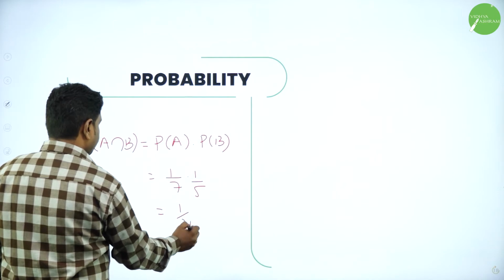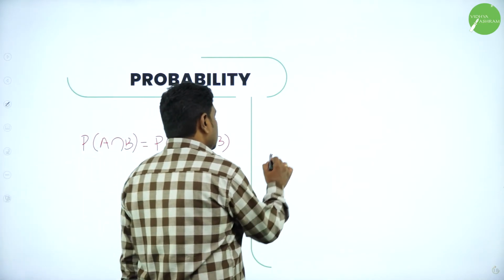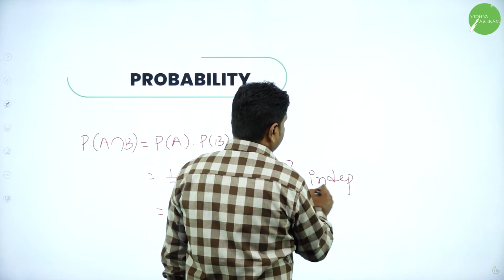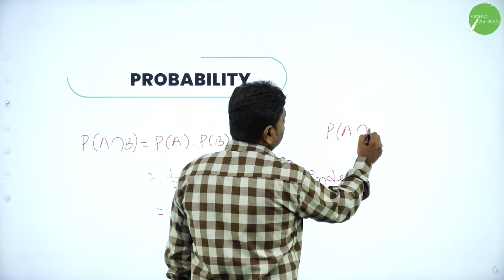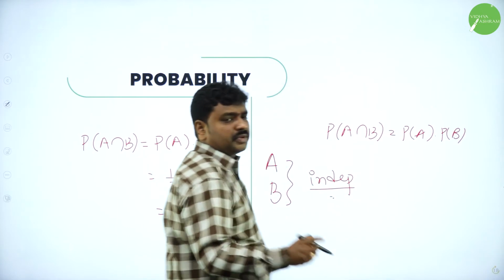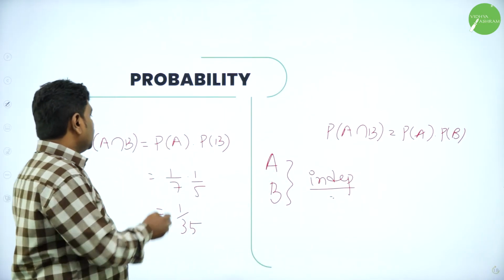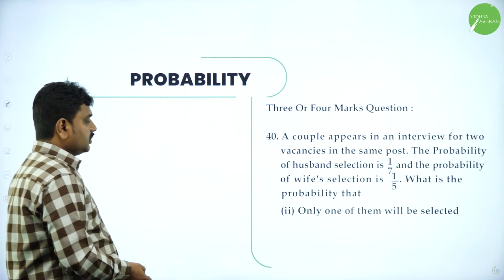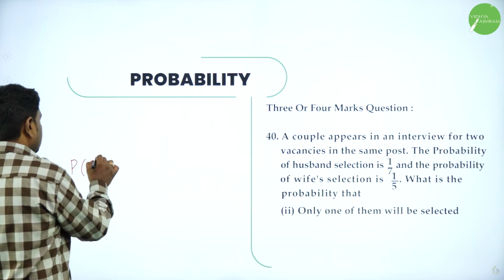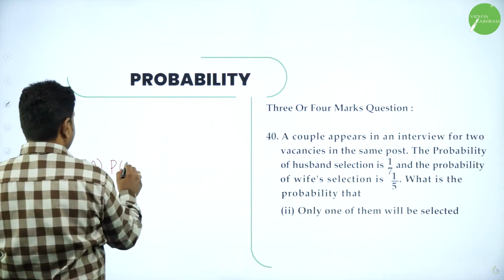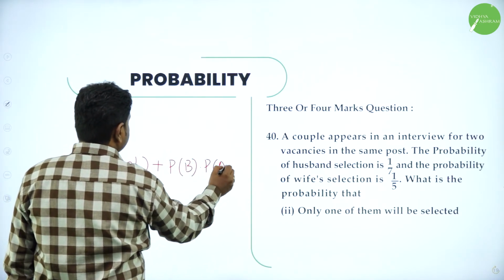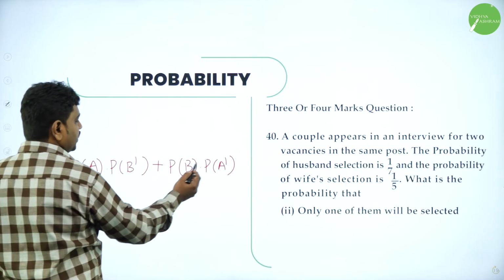1 by 35. Here, husband getting selected and wife getting selected are independent events. For independent events, P of A intersection B is P of A into P of B. If two events are independent, then P of A intersection B is what? P of A into P of B. Intersection means both get selected. Then only one of them is selected. Only one of them is selected means A selected and B not selected, or B selected and A not selected, that is, husband selected and wife not selected, or wife selected and husband not selected.